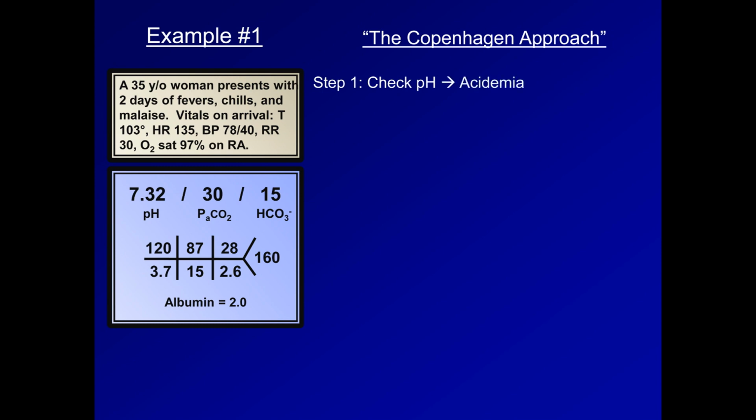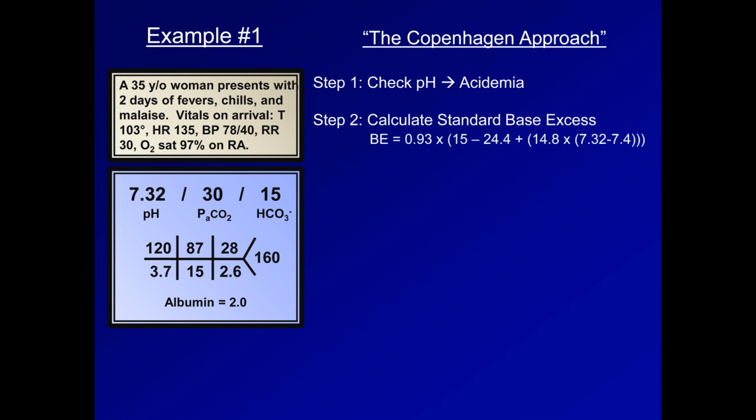How would we use the Copenhagen or base excess approach for the same patient? Step 1 is the same, low pH equals acidemia. Step 2 would be to calculate the standard base excess. Now there are a couple of equations in the literature on how to do this. As mentioned before, this is the most commonly cited one with the patient's values already inputted, which gives a standard base excess of negative 9.8. Luckily, most ABG analyzers will calculate this for you. A negative base excess, which is sometimes referred to as a base deficit, means that the patient has a metabolic acidosis.